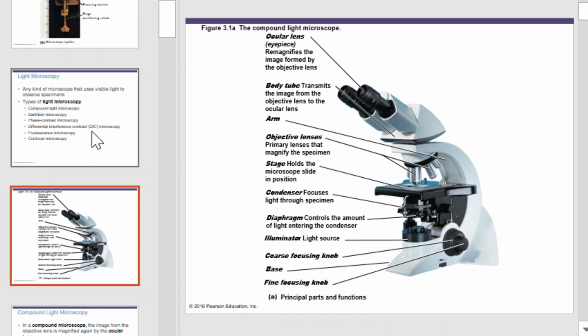It has an ocular lens, in this case 2, so it would be referred to as a binocular scope, a body tube which transmits the image from the objective lens to the ocular lens, an arm, 4 objective lenses, a stage, a condenser which focuses light through the specimen, a diaphragm which controls the amount of light entering the condenser, an illuminator which is just the light source, and coarse and fine focusing knobs.